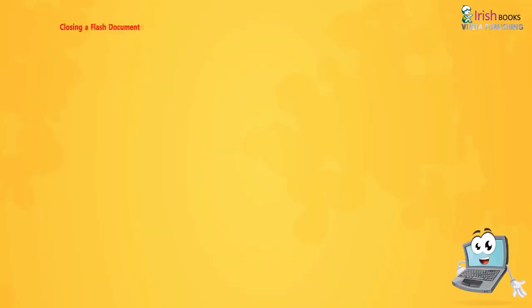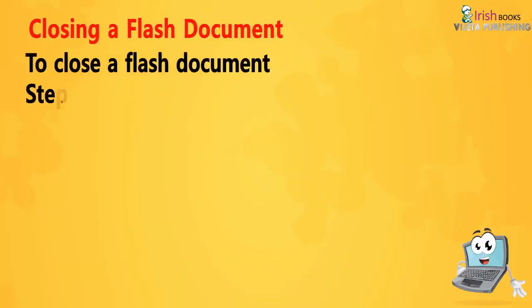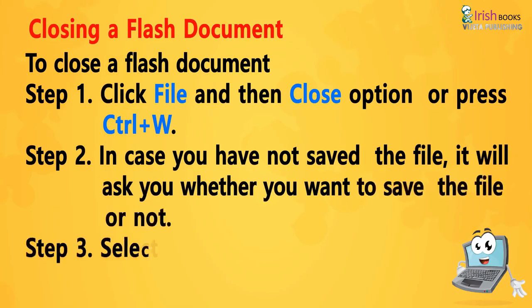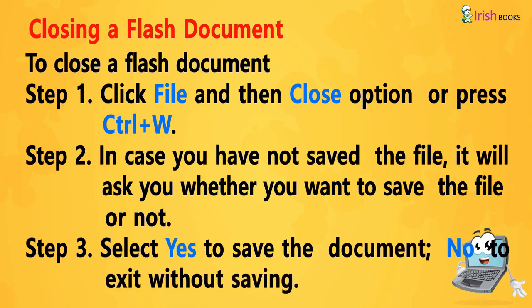Closing a Flash document. To close a Flash document, step 1, click File and then Close option or press Ctrl+W. Step 2, in case you have not saved the file, it will ask you whether you want to save the file or not. Step 3, select Yes to save the document, No to exit without saving.